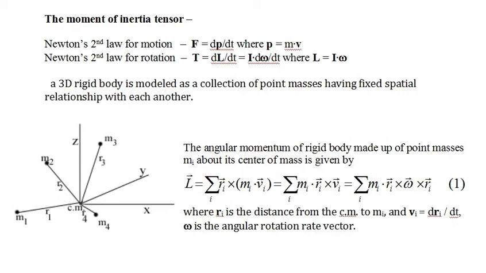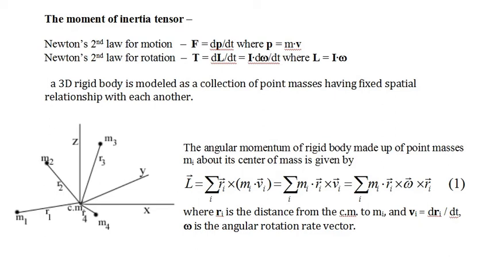We model a rigid body as a collection of masses connected by massless rods to the center of mass of the collection. The linear momentum of each mass i is the product of the mass of the object, m sub i, and its velocity, v sub i.